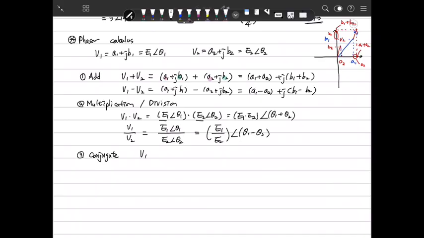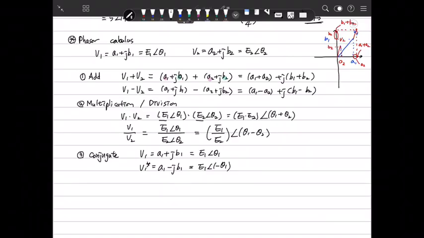Conjugate, if the V1 is A1 plus jB1, so V1's conjugate has the same real term, but the sign of the imaginary term is reversed. If it was plus, it becomes minus, and minus becomes plus. So when you express that in polar form, the magnitude is the same, but the phase angle is minus theta 1.